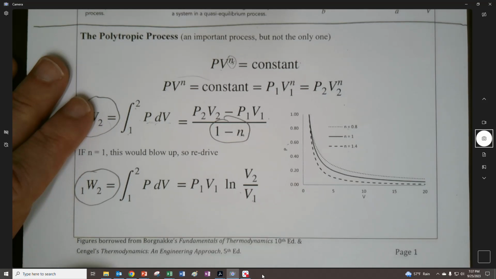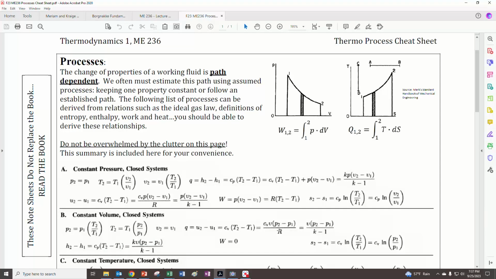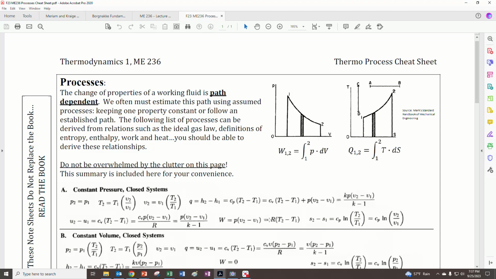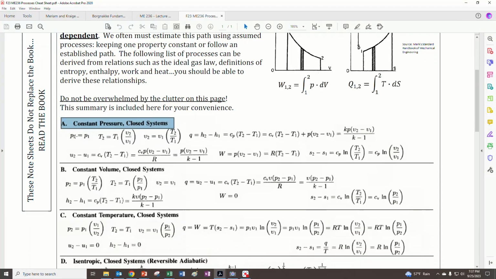Something I made for myself a while back, and then when I taught a class in marine engineering at Coast Guard Academy, I decided to share this with people. Here's all the different processes for an ideal gas, and I'll show you where I got these from. We could have a constant pressure on a closed system. Pressure equals pressure, temperature now, this is just the ideal gas law. Some of these are very simple, you don't need to know them. Some of these other ones, we will learn them, and they'll be useful to us. So it's kind of nice to have them all in one place.